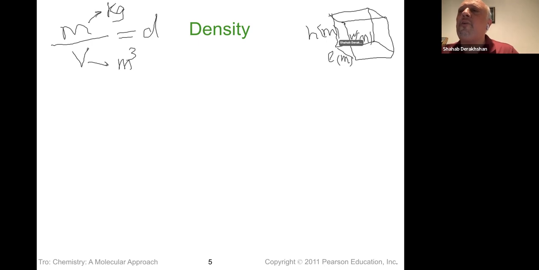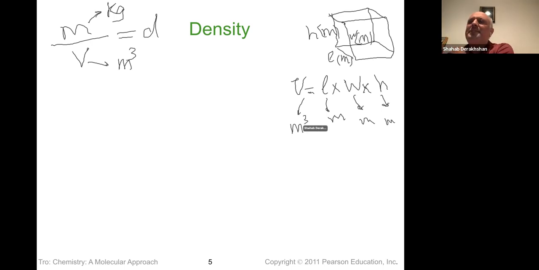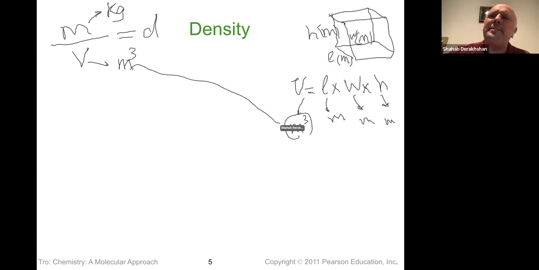So when you are measuring volume, you say it's length times width times height. So if this unit is meter, and this unit is meter, and this unit is meter, for volume, you would have cubic meter, meter cubed. So this is cubic meter, which I'm using here. And now that I'm talking about density, I'm talking about kilogram per cubic meter. So that's how you can derive the units for different quantities.